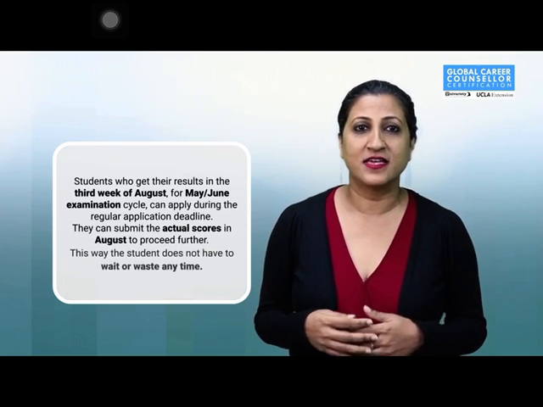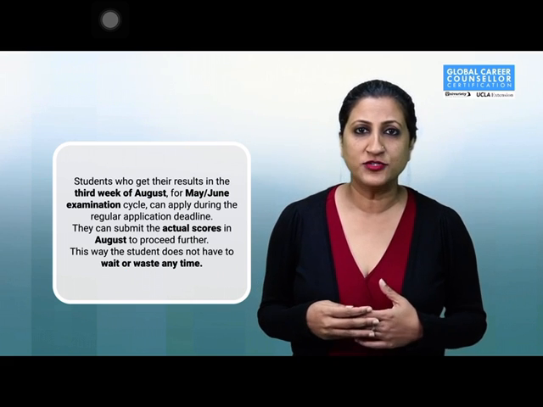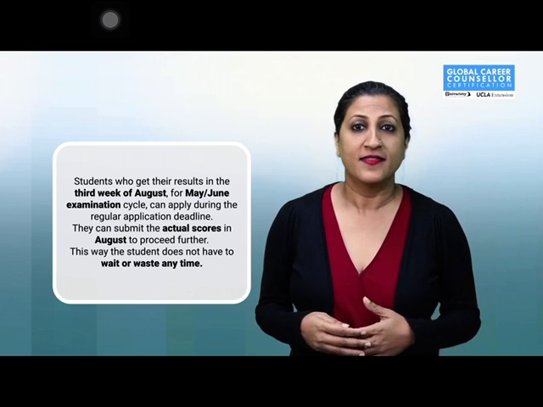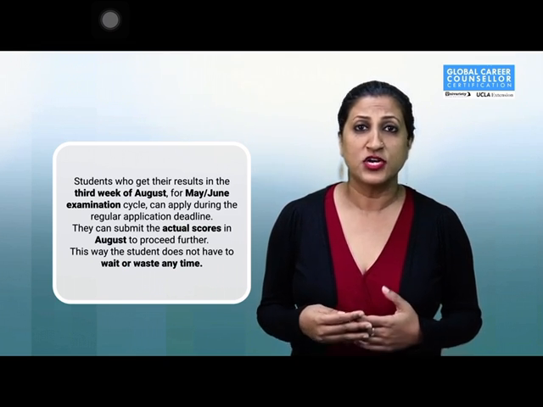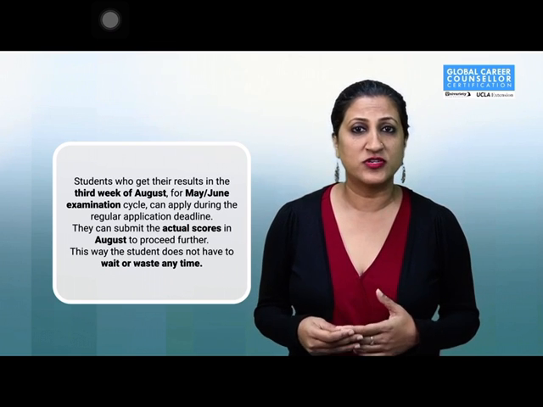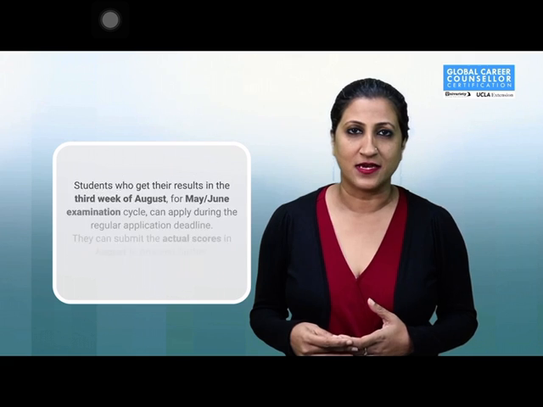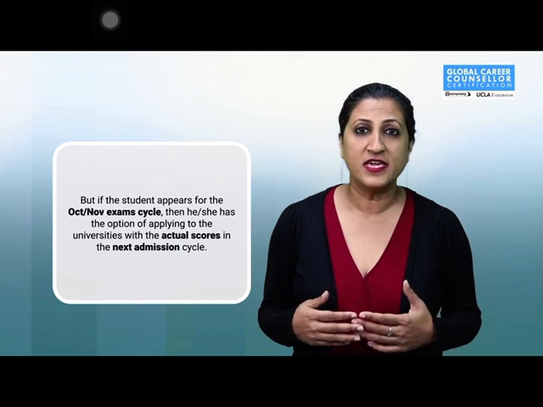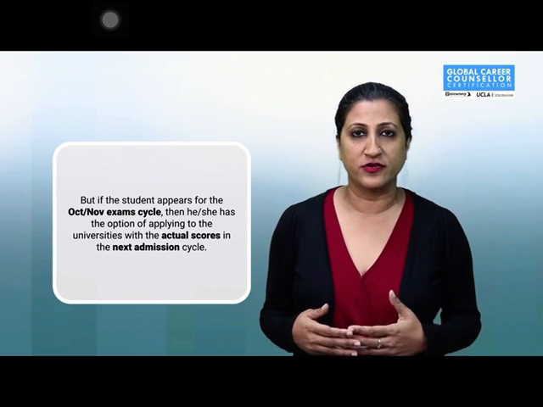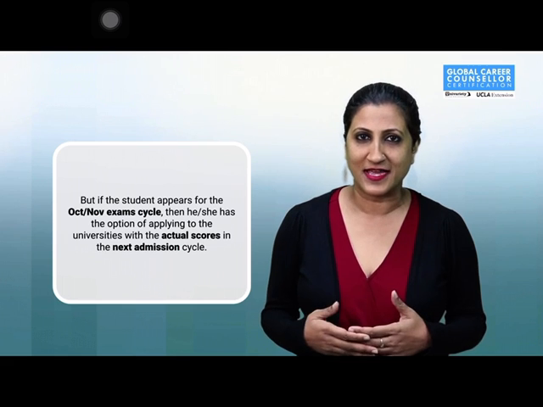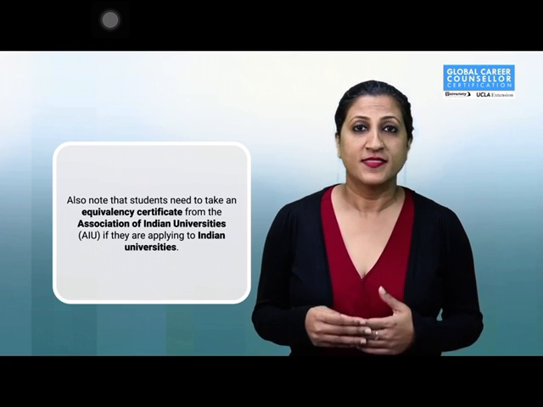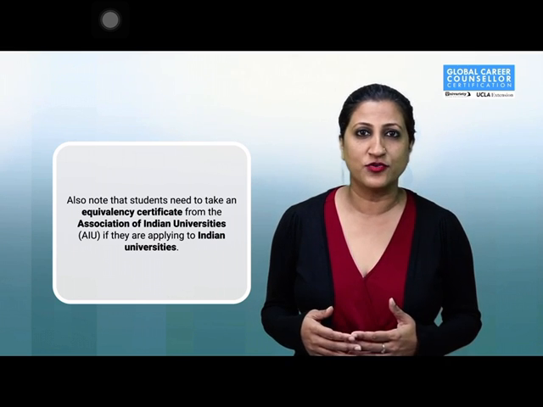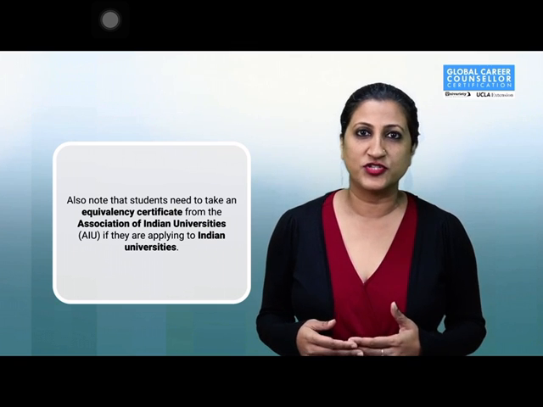Students who get their results in the 3rd week of August for the May-June examination cycle can apply during the regular application deadline. They can submit the actual scores in August to proceed further. This way, the student does not have to wait or waste any time. But if the student appears for the October or November exam cycle, then he or she has the option of applying to the universities with the actual scores in the next admission cycle. Also note that students need to take an equivalency certificate from the Association of Indian Universities in order to apply to colleges here in India.